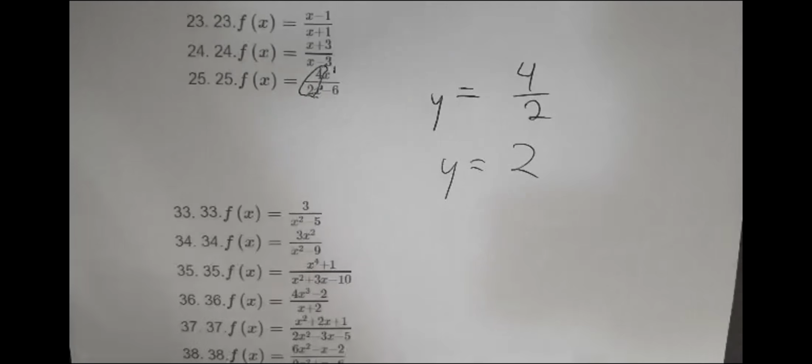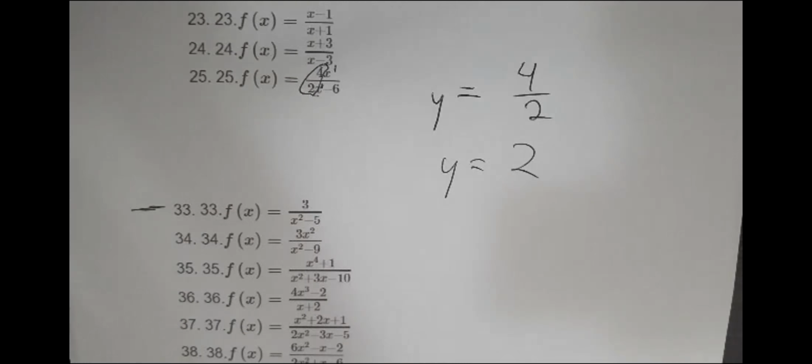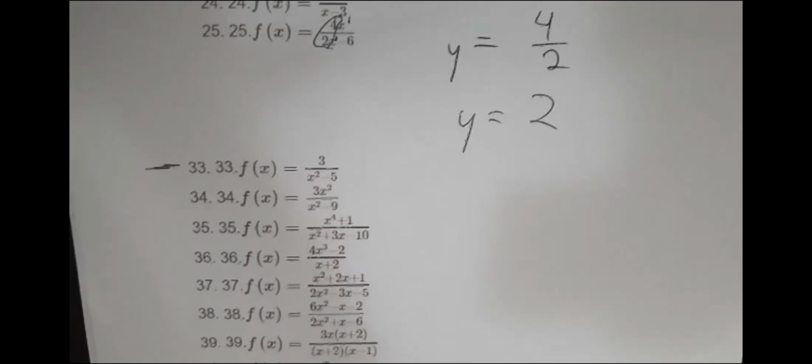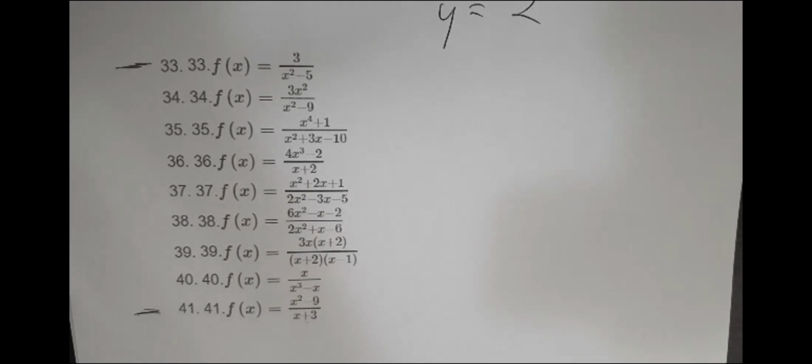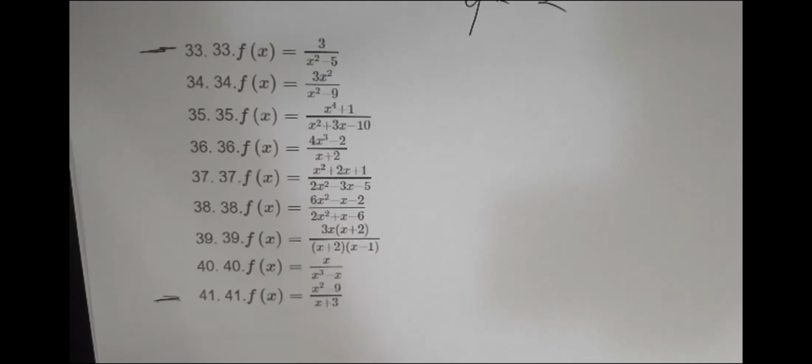25, the next one we want to do is 33, and 41 are the next two. Okay, so I want you to go ahead and find vertical asymptotes. I want you to attempt to find vertical asymptotes on both of these things, and then we will go through and find horizontal asymptotes.